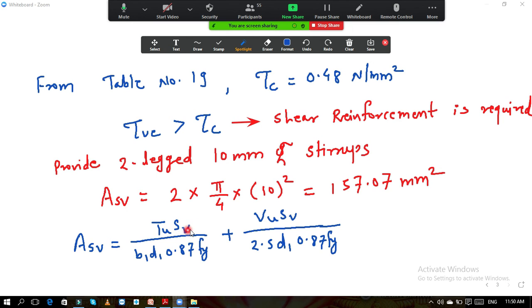SV is nothing but the spacing of stirrups. And we want the spacing of these stirrups, two-legged 10 mm diameter stirrups, by using this formula. So here two new terms are there, b1 and d1. Okay, you don't know how to calculate the b1 and d1. Calculation of b1 and d1 is very easy. You should calculate the center to center distance of the reinforcement to calculate b1 and d1. So we will see now how to calculate b1 and d1.